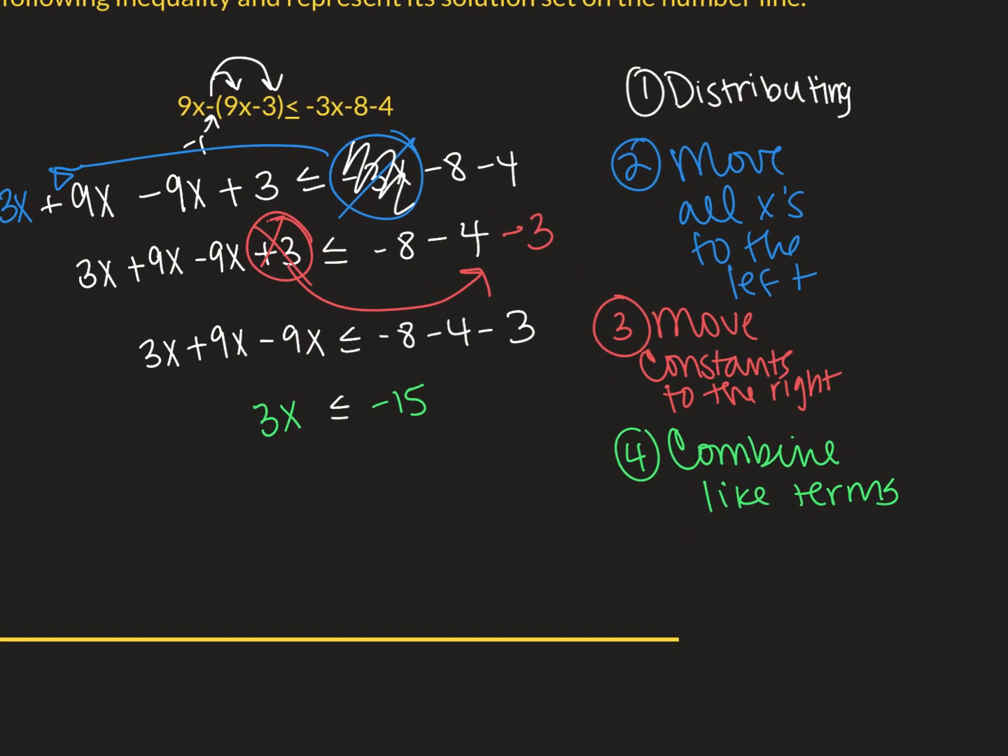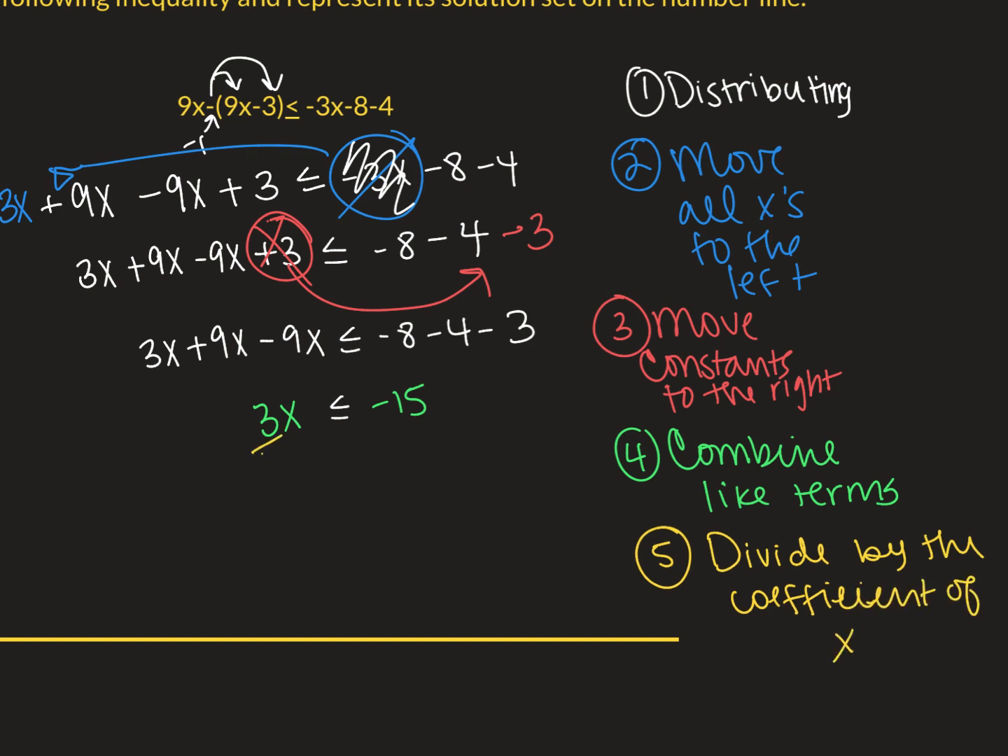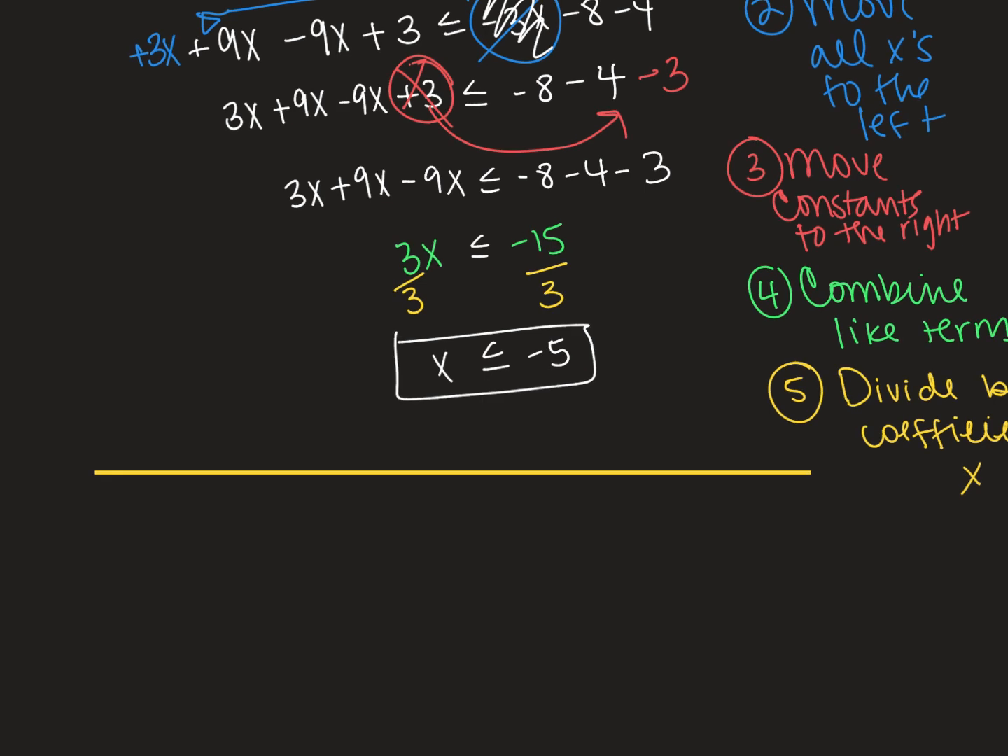Then, my last step over here is going to be to detach the 3 from the x. So divide by the coefficient of x. That means the 3, and whatever I do on one side, I have to do it to the other. And I get that my answer is x is less than or equal to negative 15 divided by 3, it's a negative 5. Now that I got my answer, I get to graph it on my number line.